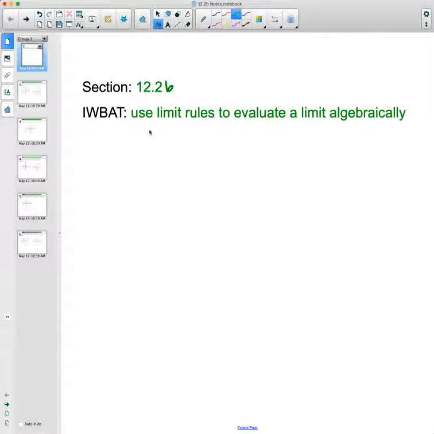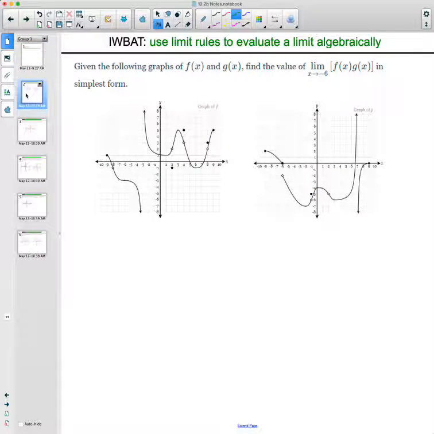In this video, we are going to continue using limit rules to evaluate limits algebraically, but from a graph. So algebraically, but also graphically, because we're going to be using those algebraic properties. So let's take a look here.